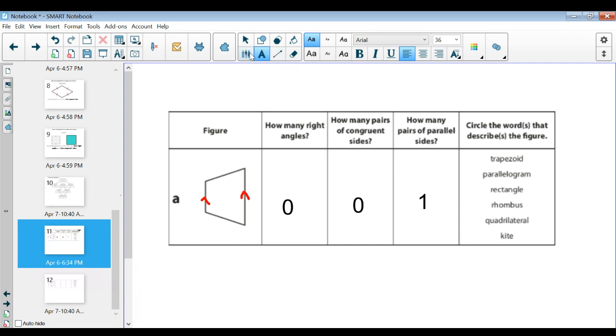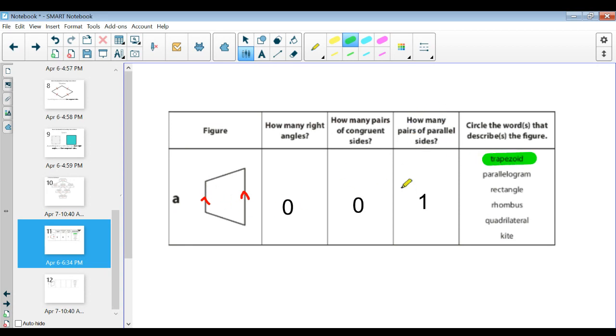So if we think back to our definitions, which of these words can describe this figure? A trapezoid. Well, a trapezoid has four sides and exactly one pair of parallel sides. So yes, this fits the definition of a trapezoid. Does it fit the definition of a parallelogram? No, because the top and the bottom are not parallel to one another. There are not two pairs of parallel sides, there's only one.